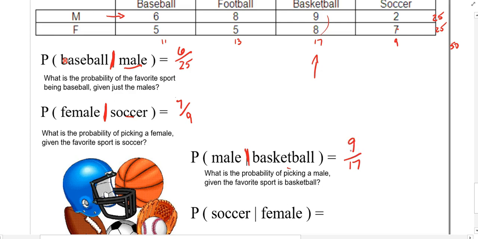That's the given statement. Probability of soccer given female. I'm only interested in the females. That means I'm only interested in those people right there. So there's 25 of them. How many of those 25 play soccer? That would be these people right here. 7 out of 25. Anytime you have a given statement, it changes the sample space.